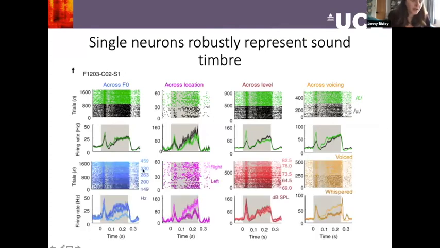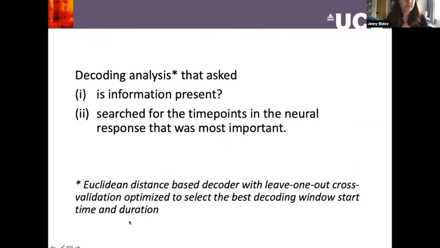We can also play the same game we did earlier: take exactly the same responses and reorganize them according to now the nuisance parameter, if you like. So here, sounds of different pitch, different locations, different levels, and whispered versus voiced. Despite the fact we have information here that looks like it is encoding the identity of the vowel nicely across these other changes, at other time points in the response, again, we see this joint sensitivity occurring.